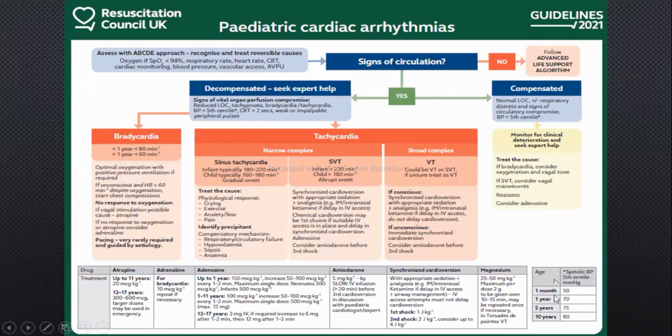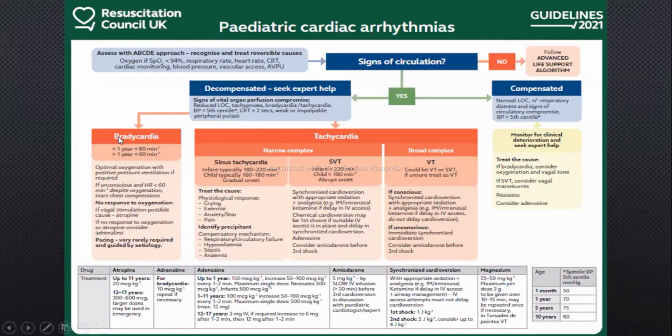So here, the accepted blood pressure according to the age: 50 at 1 month, 70 at 1 year, 75 at 5 years, 80 at 10 years. If you find this blood pressure in the scenario, you will understand it's normal according to the age. How to understand quickly whether it's normal or not? CRT. If you find CRT less than 2 seconds, it's normal. If you find CRT more than 2 seconds, it's a shock, regardless of the blood pressure.